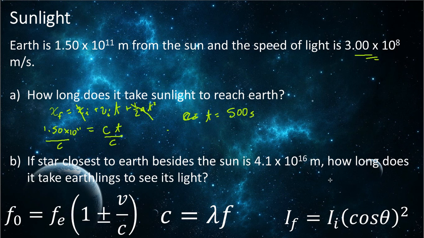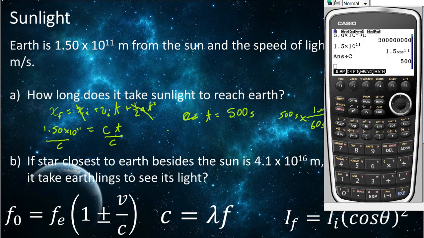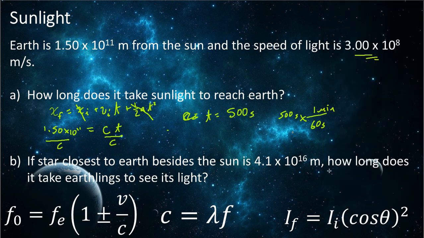All right, well, let's see how long that is. There are 60 seconds in a minute. So I'll do 500 seconds times 1 minute over 60 seconds. Let's see what we get. So basically taking that 500 and dividing by 60, and I get 8.3 minutes based on the information in this problem.